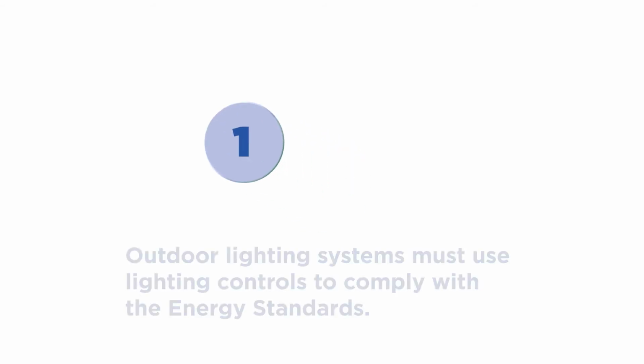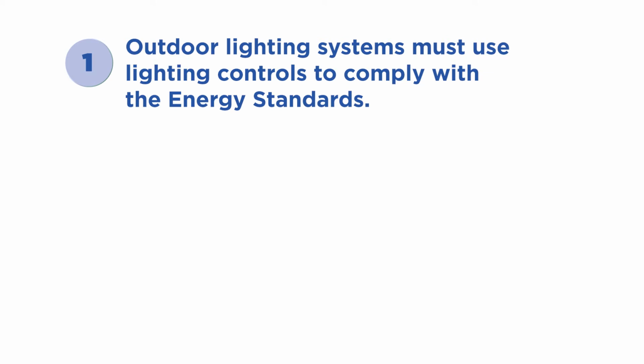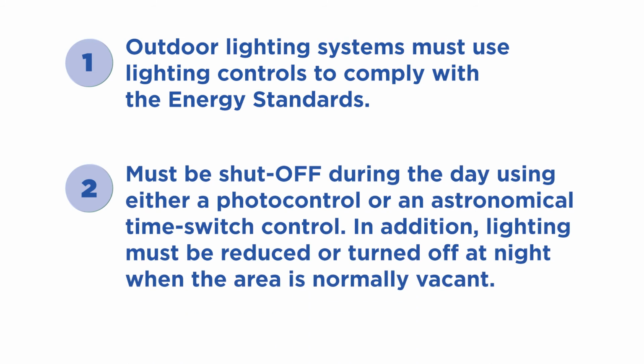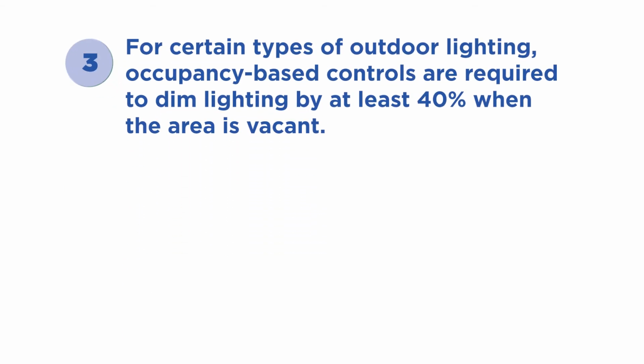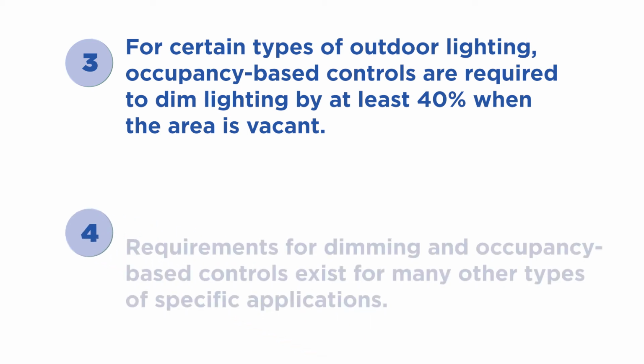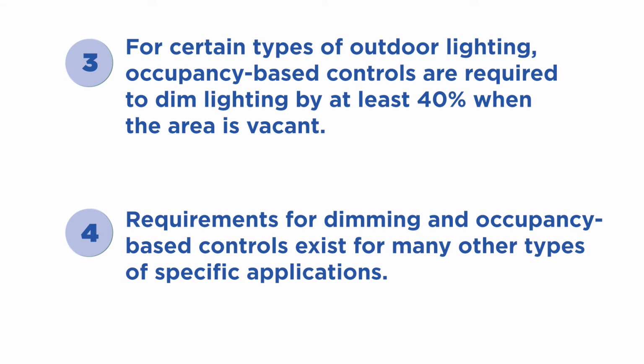We've learned that nearly all outdoor lighting systems must use lighting controls to comply with the energy standards. Outdoor lighting must be shut off during the day using either a photo control or astronomical time switch control. In addition, lighting must be reduced or turned off at night when the area is normally vacant. For certain types of outdoor lighting, such as many types of pole-mounted luminaires installed 24 feet or less above ground, occupancy-based controls are required to dim lighting by at least 40% when the area is vacant.